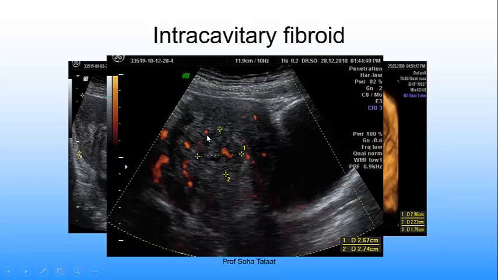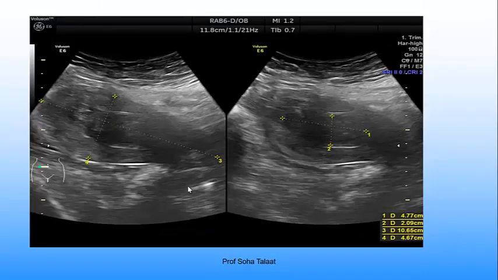And this is the typical perifibroid plexus of vessels, not like the vascular pedicle sign of the polyp. This is also another fibroid. It is distending the cavity, and the fibroid is again isoechoic, and it has a myometrial base.